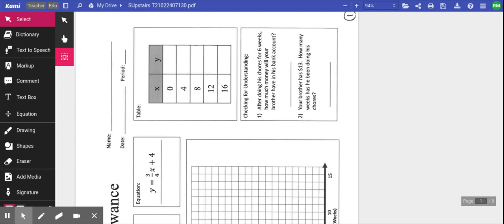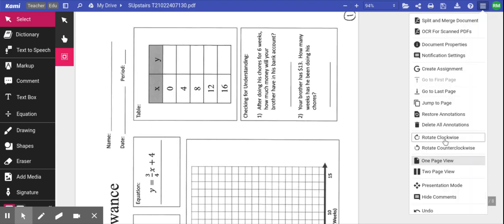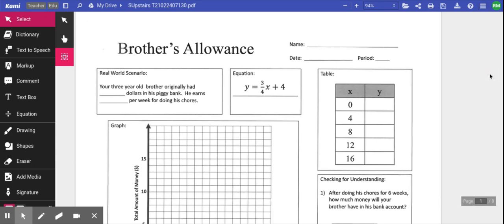Okay, first off with this assignment, I know it's sideways. The way that you can fix that is going to the menu or the 3 lines next to your initials, clicking there, and you're going to rotate clockwise. Then it will be how it's supposed to be.